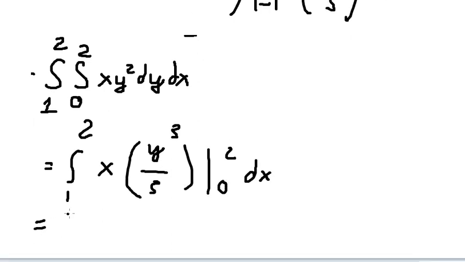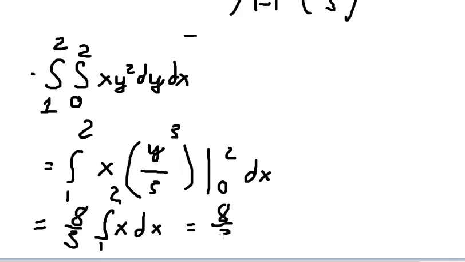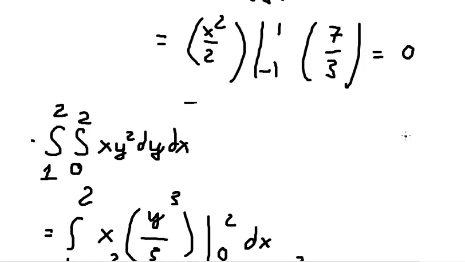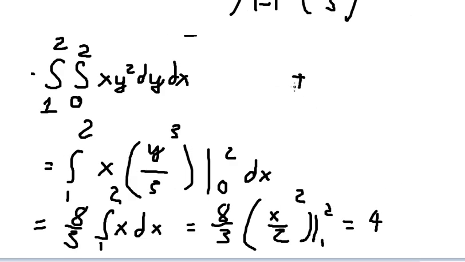So we have 8 over 3. We substitute 2 and 1 here, and we have 4. So we combine 4, 0, negative 4, and we have the total equal to 0.